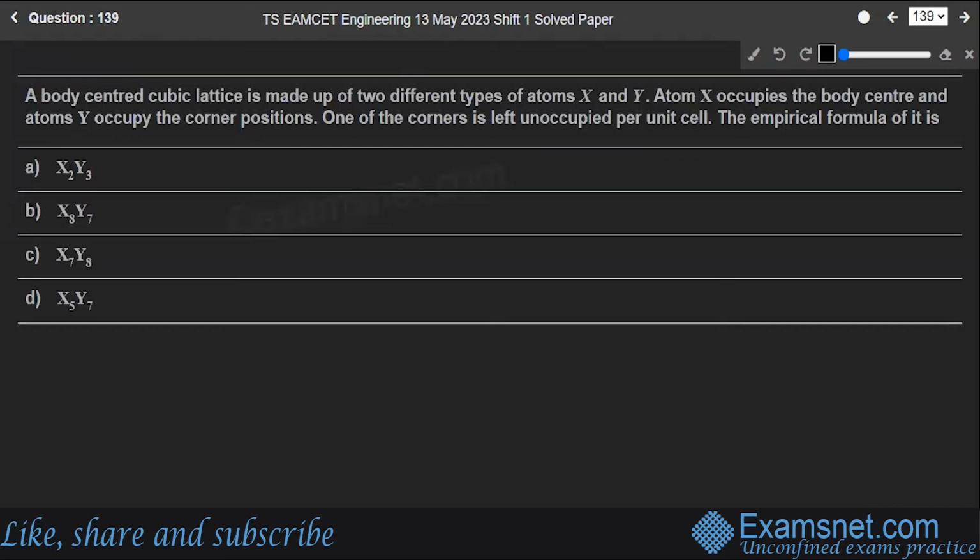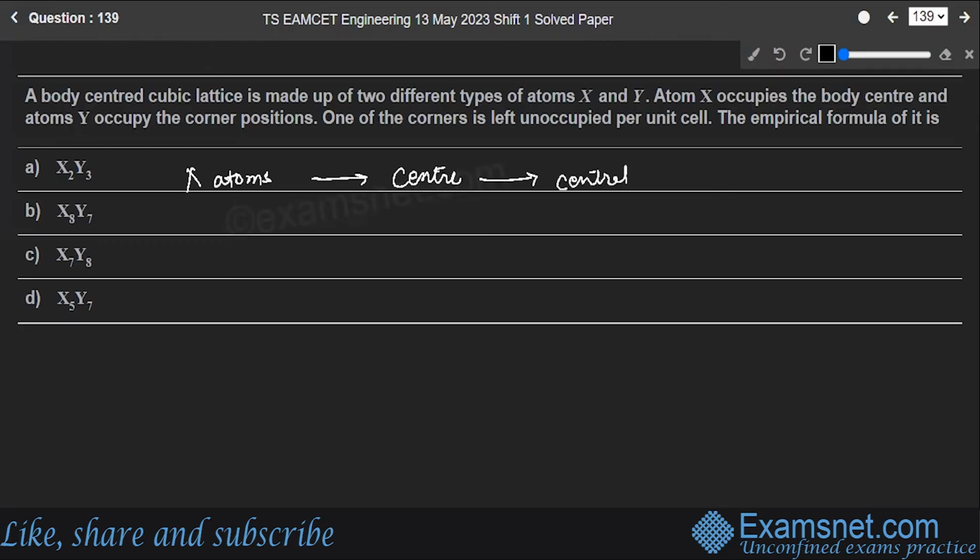Question 139. A body-centered cubic lattice is made up of two different types of atoms, X and Y. Atom X occupies the body center and Y occupies the corner points. One of the corners is left unoccupied per unit cell. What will be the empirical formula of it? Okay. See, as X atoms are located at the center, the central atom contributes fully.